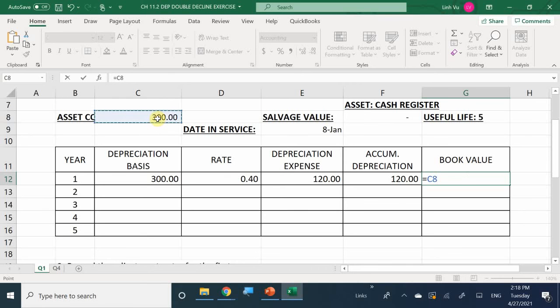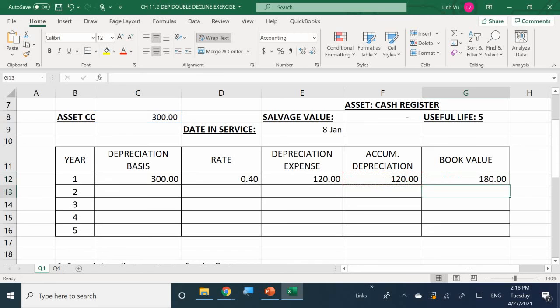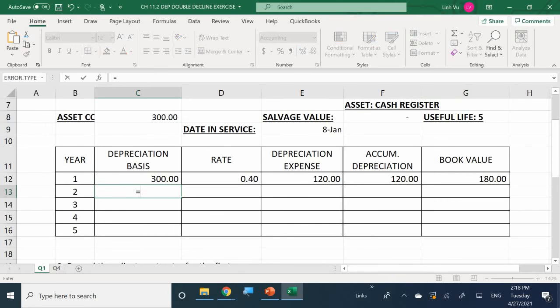180. All right? You need to take your asset cost and minus out the accumulated depreciation, so therefore it is now 180. Excellent. Now, what happens for year 2? What's my depreciation basis for year 2? 180. Yes, remember, it's going to be the beginning of the year book value. I solved for my ending of the year book value for year 1, which left me with 180, so I'm transferring that number over.